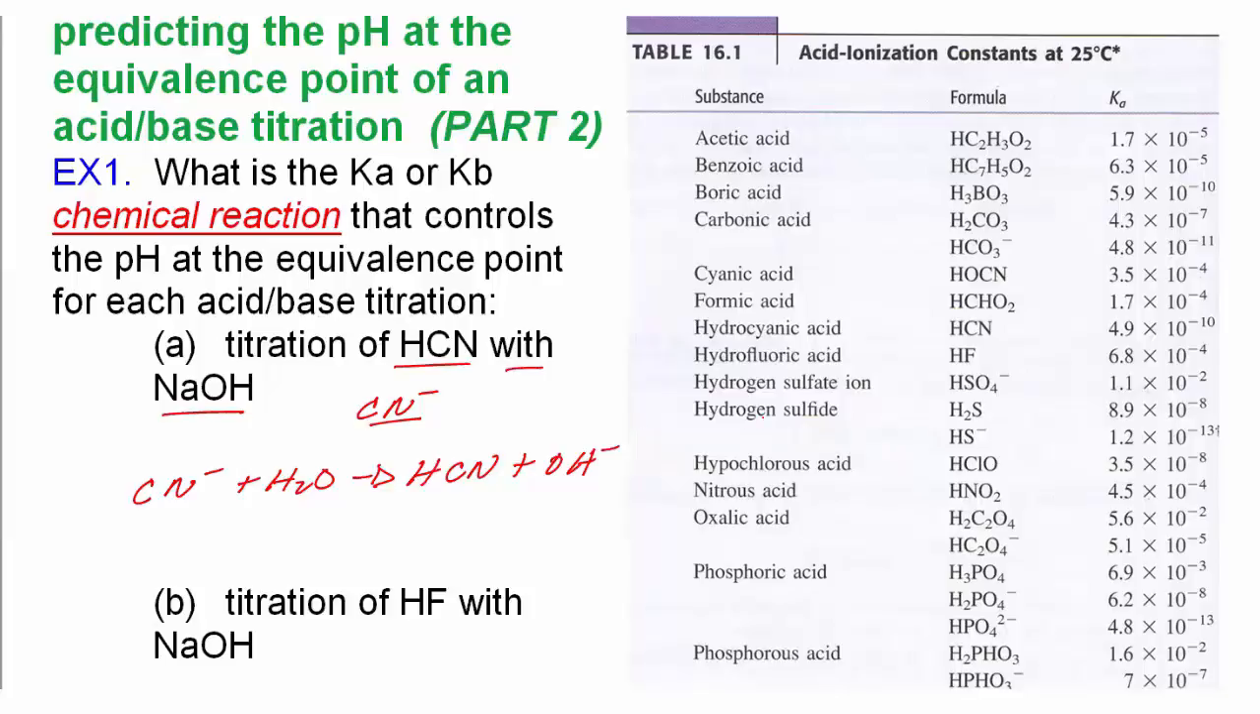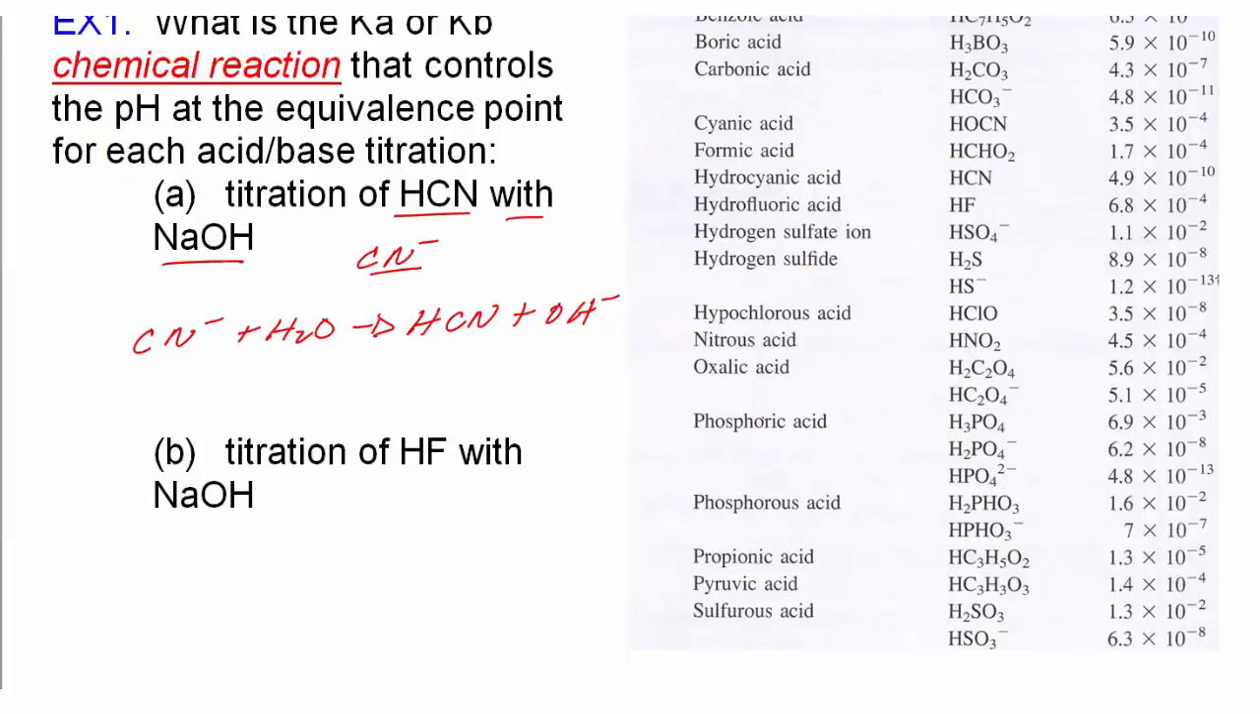The titration of hydrofluoric acid with sodium hydroxide. Again, titrate with a base, get a base. So fluoride plus water forms hydrofluoric acid and hydroxide. Another Kb reaction.